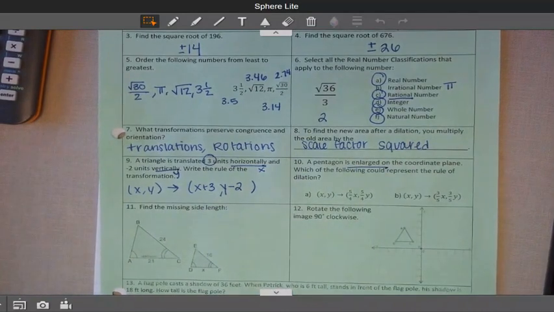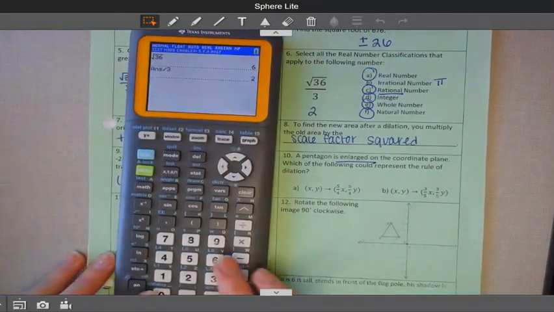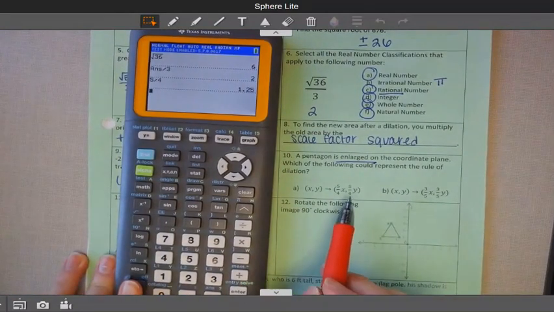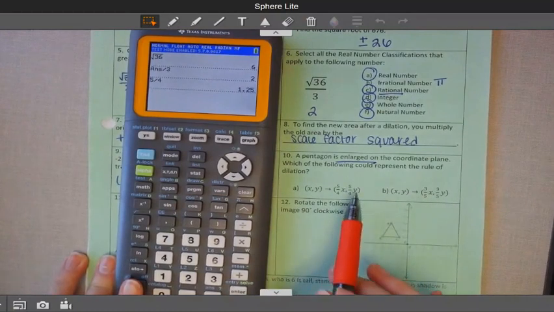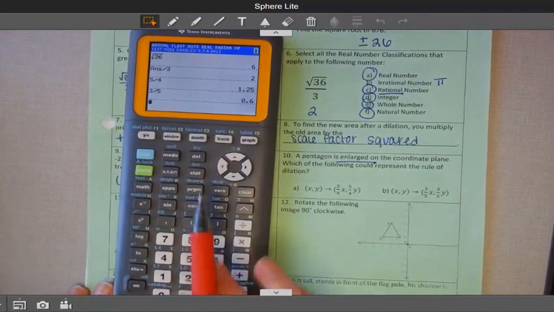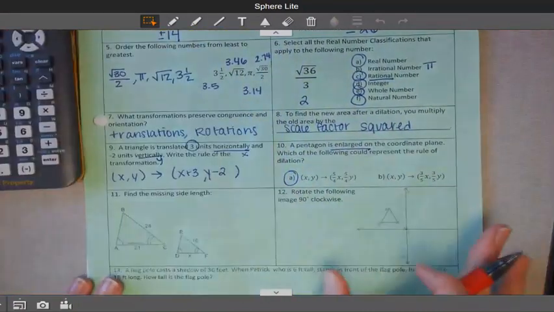A pentagon is enlarged on the coordinate plane. Which of the following could represent the rule of dilation? Okay, to be enlarged, my scale factor has to be greater than 1. So I'm going to make these fractions both decimals. To do that, you divide the numerator by the denominator. 5 divided by 4 is 1.25. That looks like a good candidate because our scale factor is greater than 1. And then we have 3 divided by 5. Well, that's 0.6. That's not greater than 1. A is the only option.